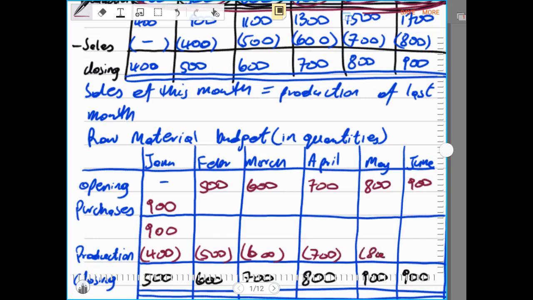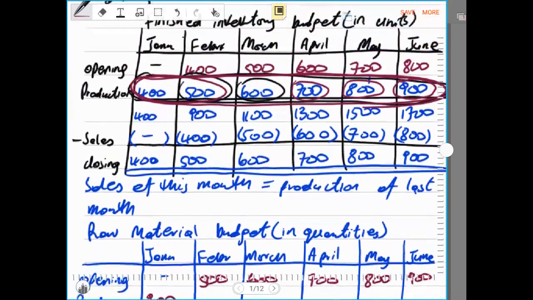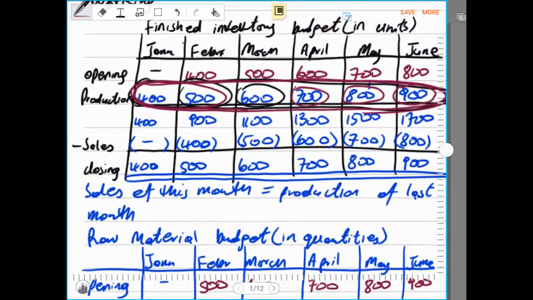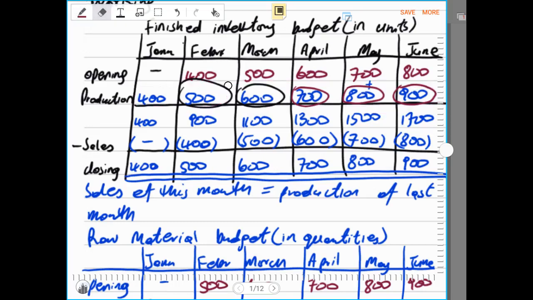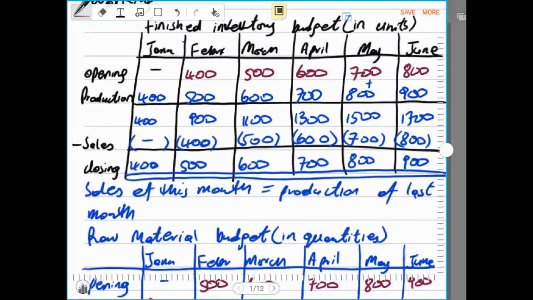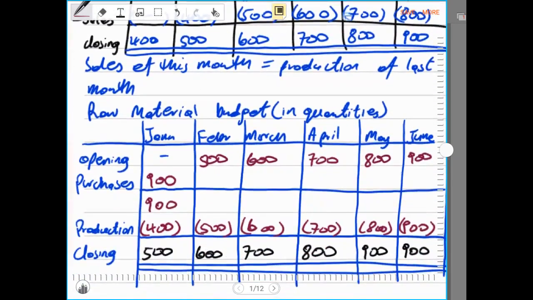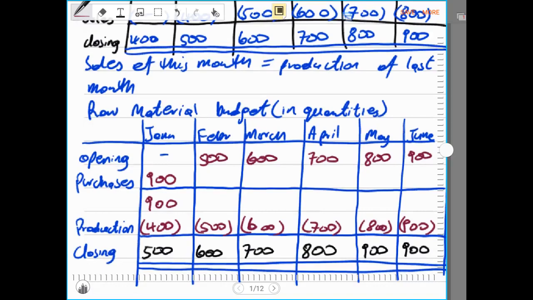Then this will be 800 and this will be 900. Production, you copy and you paste them as they are. This is the production from the finished goods budget as it is. So now we have recorded that or taken that into account. So now what we must do is just to add and we see what else to do. So now we continue and we say, okay, we have recorded all the production.